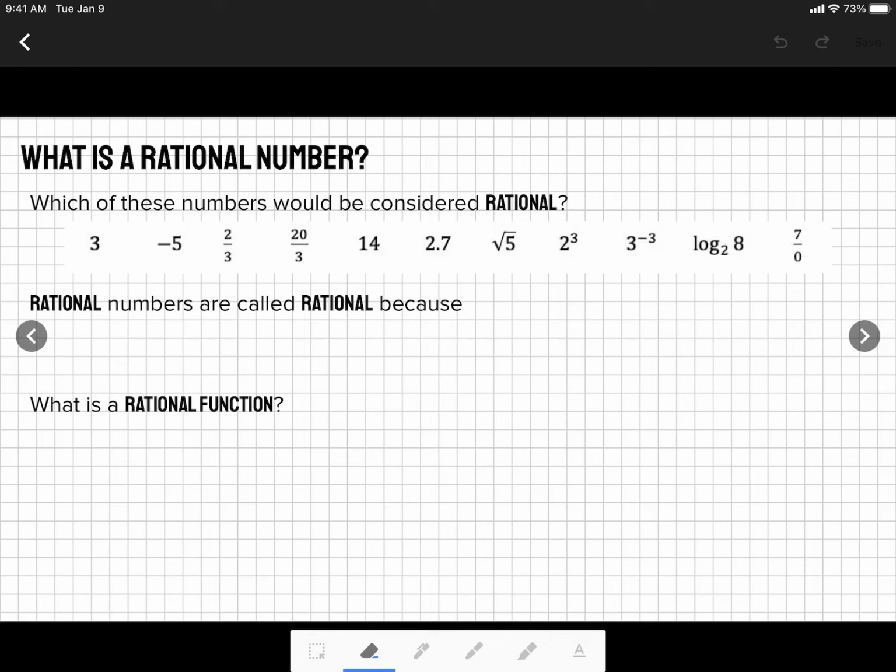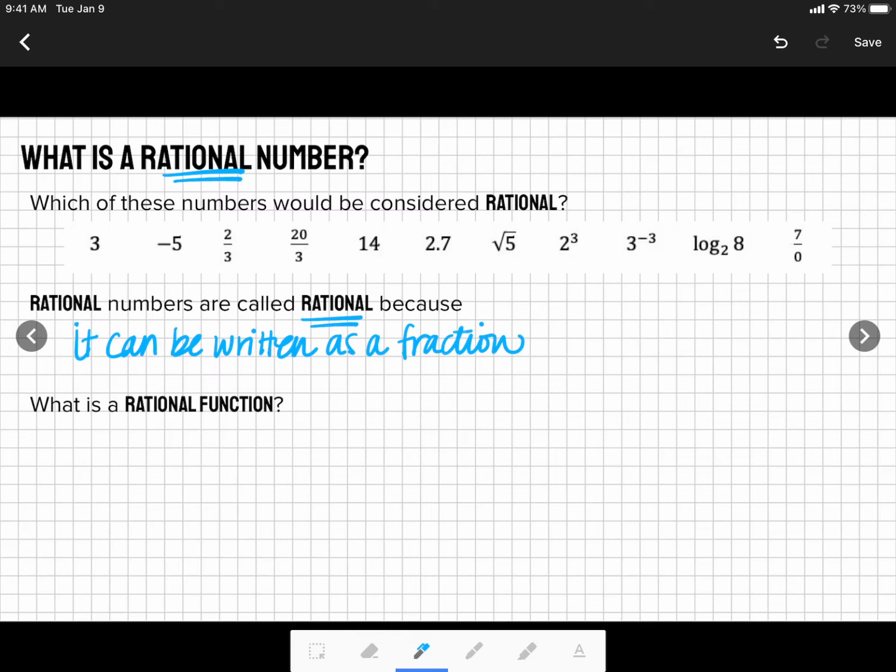So let's dive right in. What is a rational number? Well, a rational number is called rational because it can be written as a fraction. I told you that the word rational comes from the word ratio, so you could also say it can be written as a ratio.